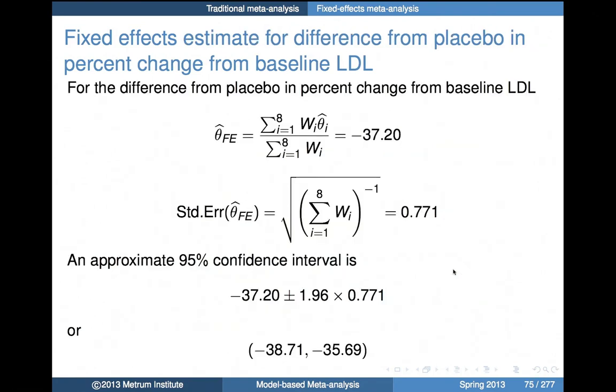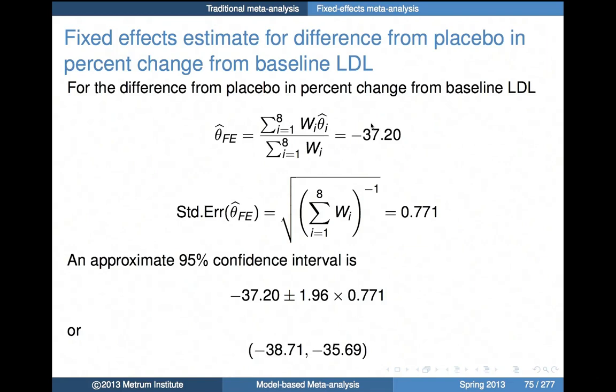And so if we plug into the formulas that we had in our previous lecture, the fixed effects meta-analysis estimate of the mean difference from placebo is the sum of the weights times the differences divided by the sum of the weights. And in performing that calculation, we come up with an estimate of the difference from placebo of 37.2%.